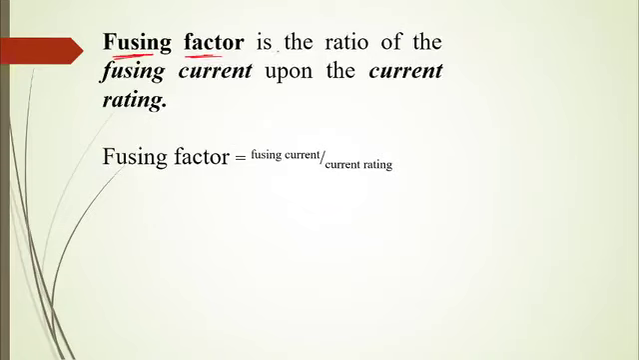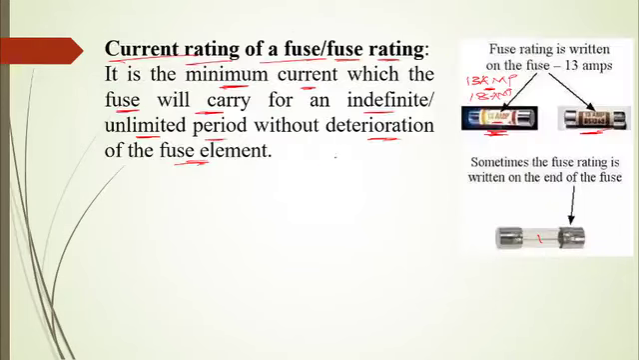Now we also have what we call fusing factor. Fusing factor is defined as the ratio of the fusing current upon the current rating. In other words, it is fusing factor equal to fusing current over current rating. So already we've defined what we mean by the current rating, and we've also defined what we mean by the fusing current. Remember, the current rating is that which is written on the fuse itself.